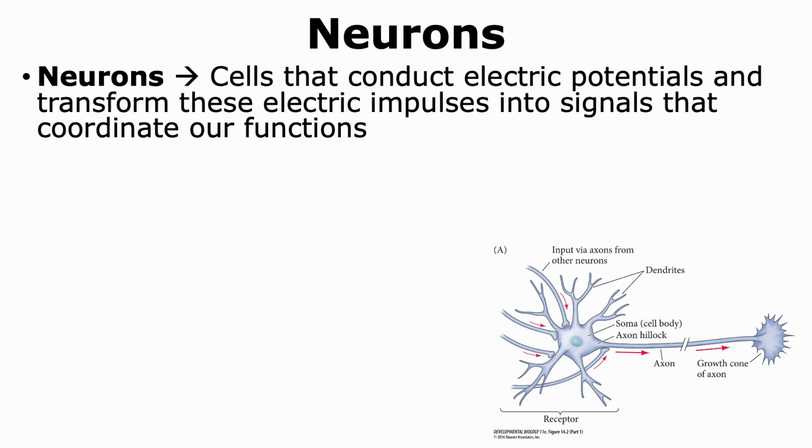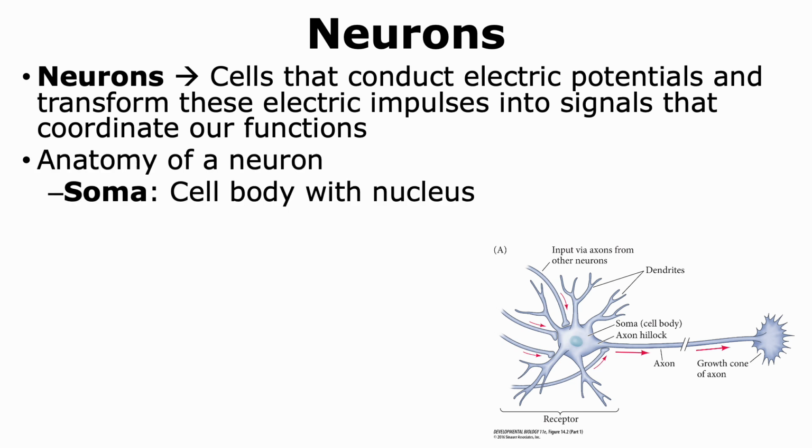Neurons are the cells that conduct electric potentials and transform these electric impulses into signals that coordinate our functions. And thus, when we want to move our hands or move our feet, it is the electric impulses coming from our brains to the muscle that allows this movement to happen.